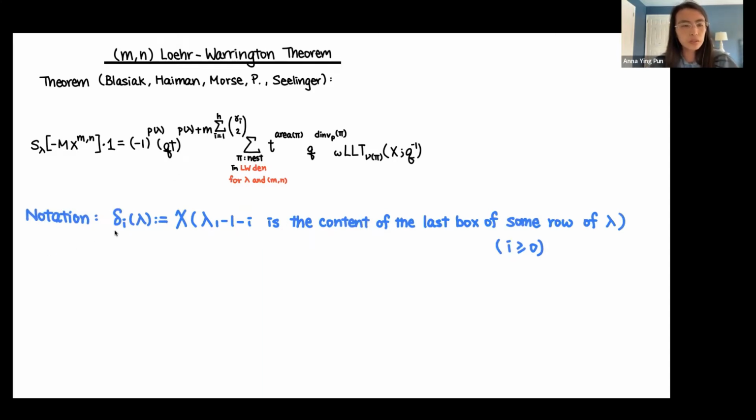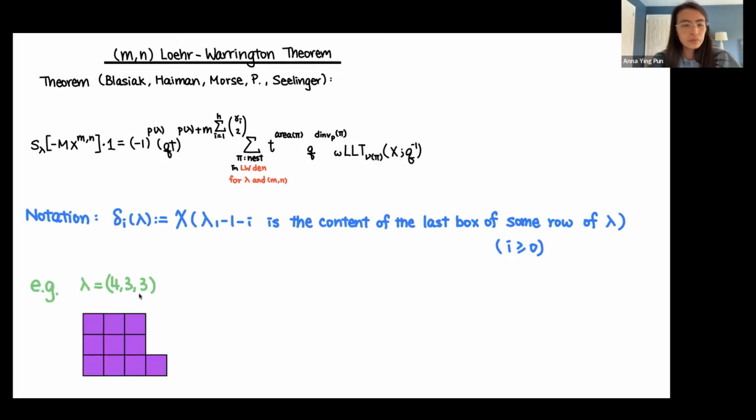So the first notation is the delta i of lambda. And this chi is just like, if the statement is true, then it's 1, if the statement is not true, then it's 0. So it is just saying that, if this is the content of the last box of some row of lambda. So it looks very complicated. So let's start with an example.